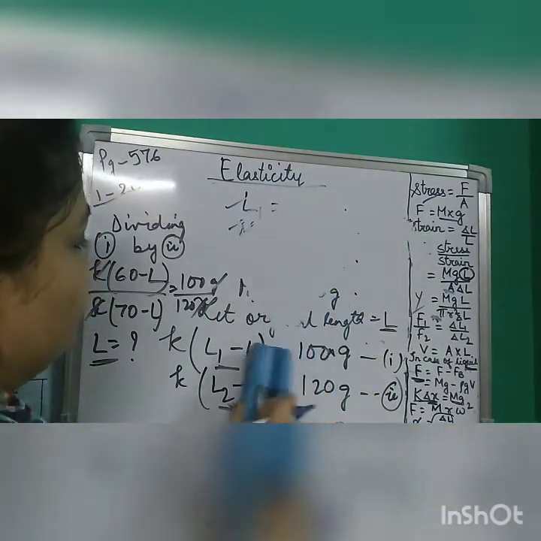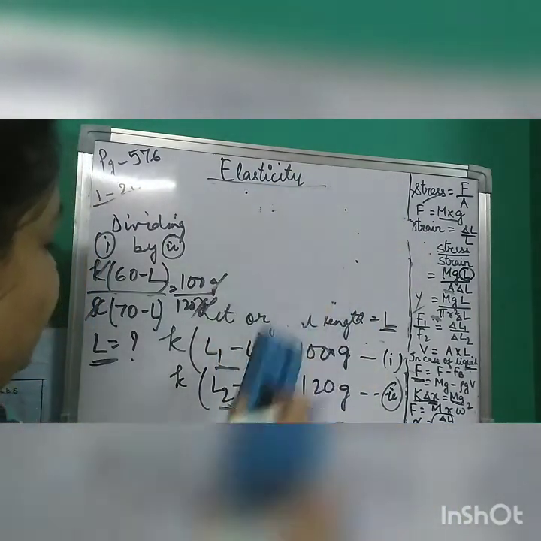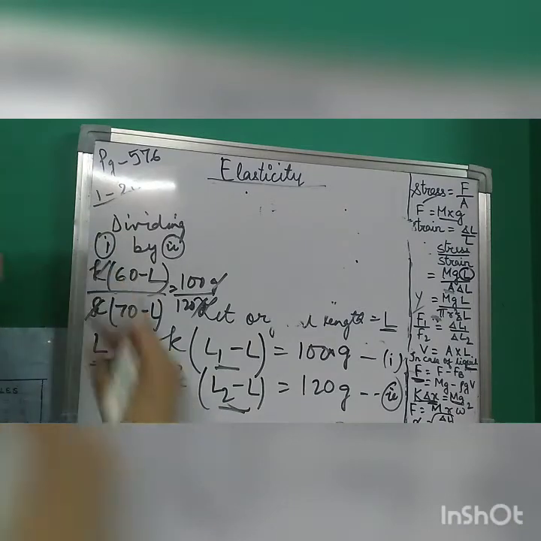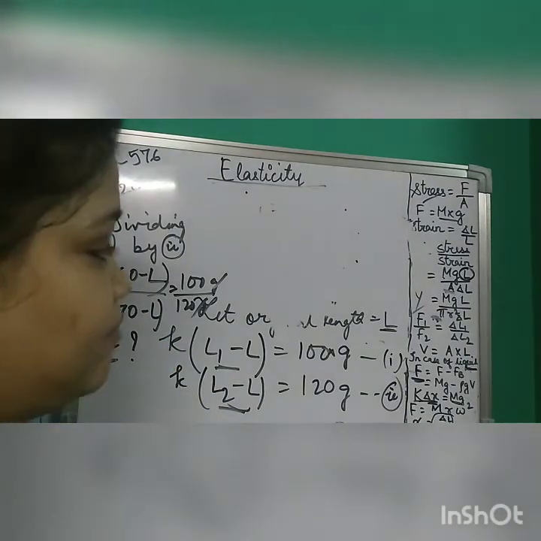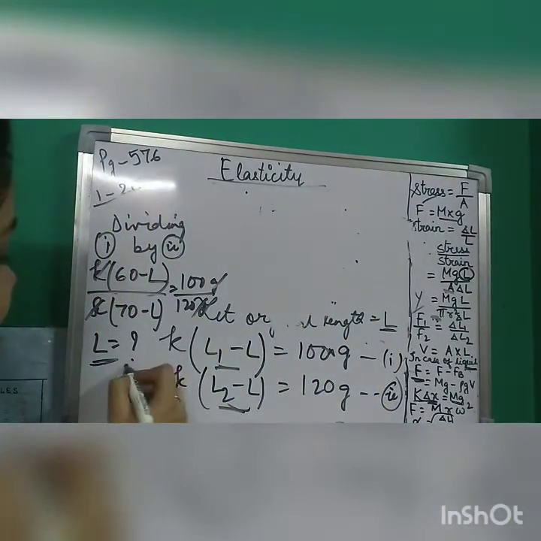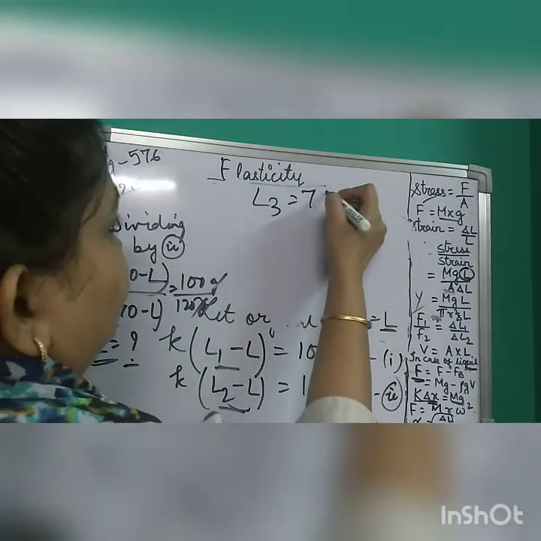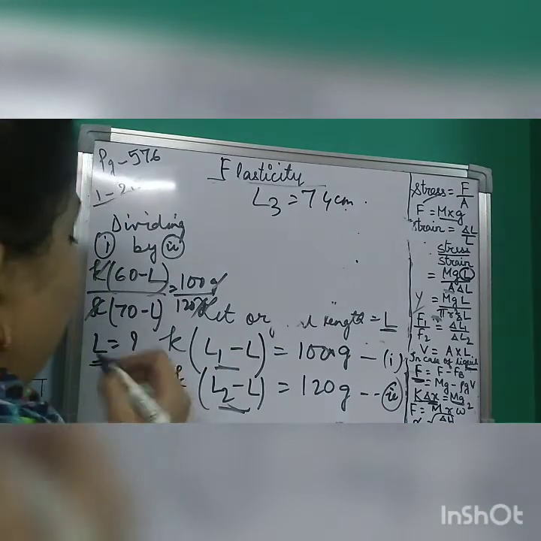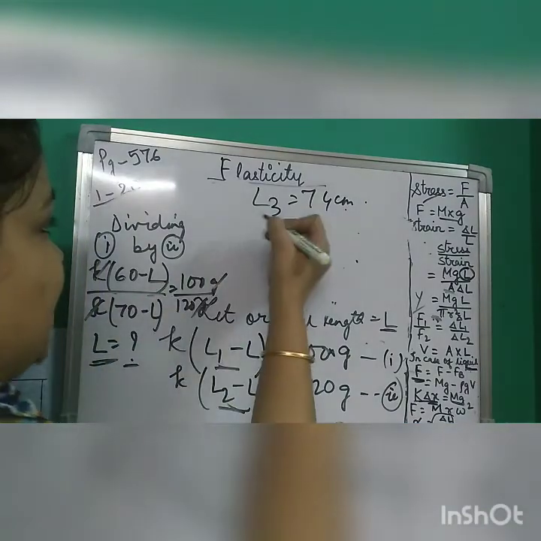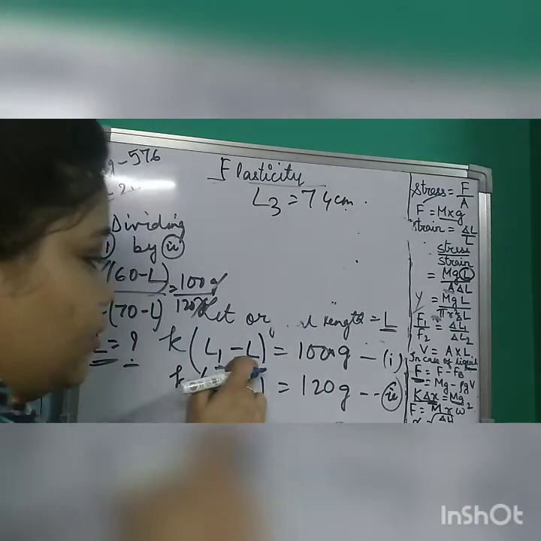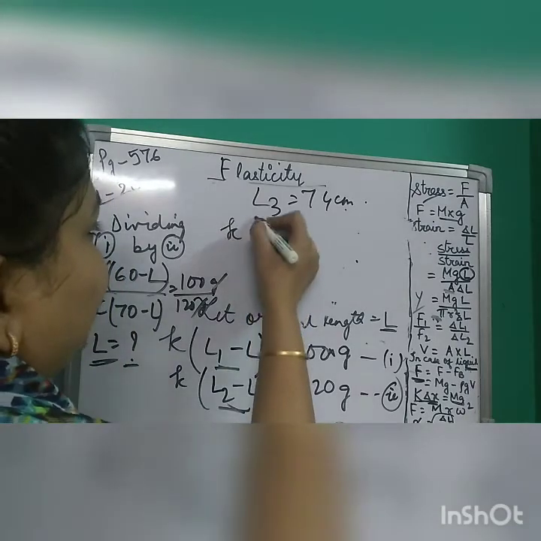Please put in the values. In the third case, they have asked you to find the value of the weight M. L you are getting as the answer. L3 is given as 74 centimeter. Now you have to find it out. Now students, as you have got the value of L, and L1 you know, put it in this value.